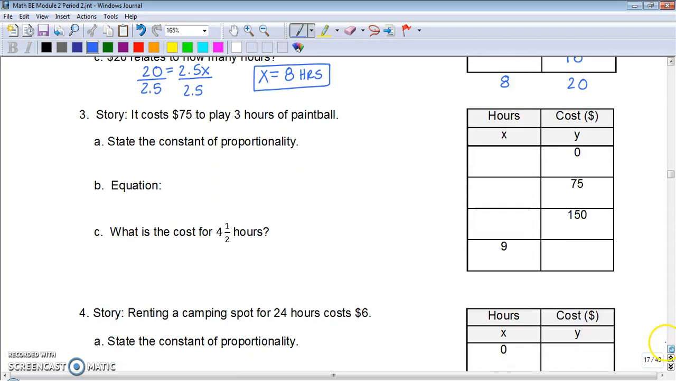The next activity we have is paintball. This one is going to cost $75 for 3 hours. Both of these are divisible by 3. So we end up getting that this is $25 per hour.